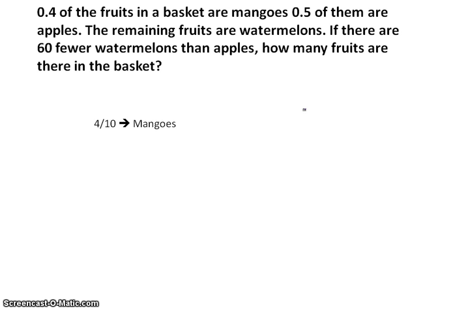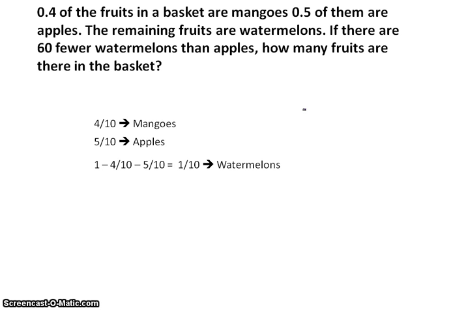Alright, so let's change the decimals into fractions. So we can have 0.4 to be written as 4 over 10 mangoes, and we can have 0.5 to be written as 5 over 10 apples. So now we've got to find out how many watermelons there are in fraction. We can use 1 whole minus 4 over 10 minus 5 over 10, which would give us 1 over 10, which represents the number of watermelons.